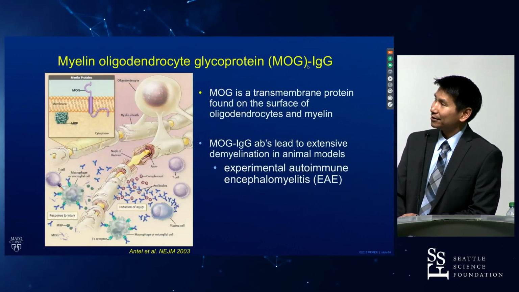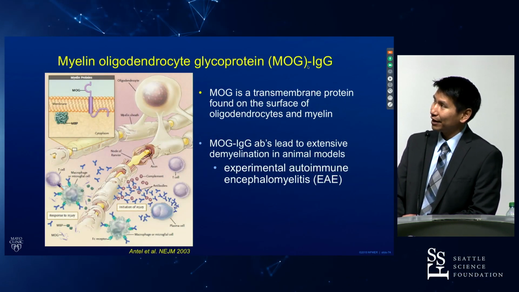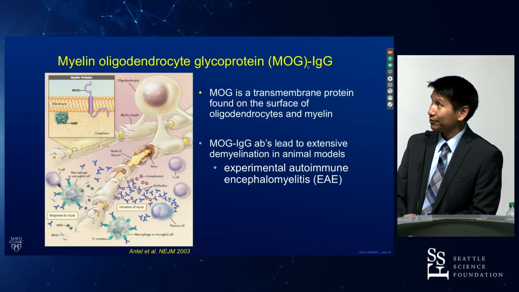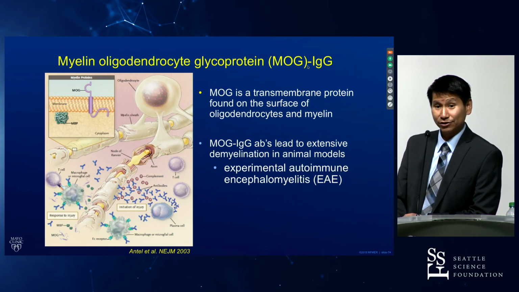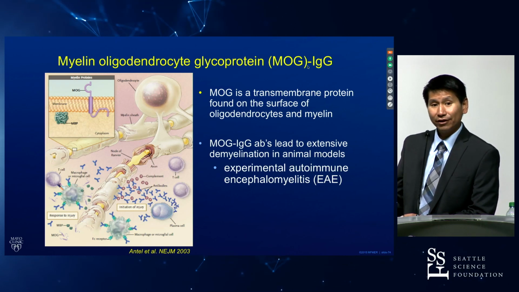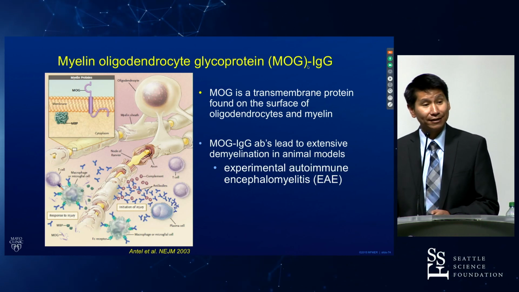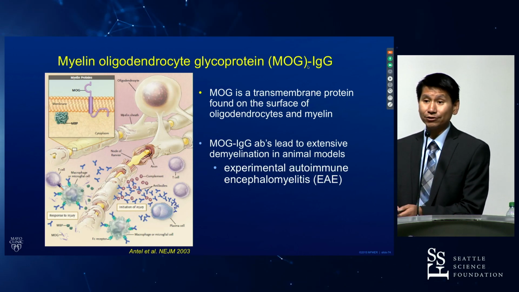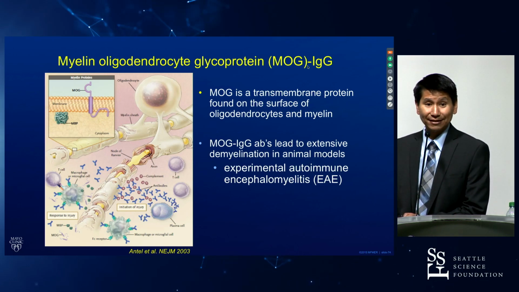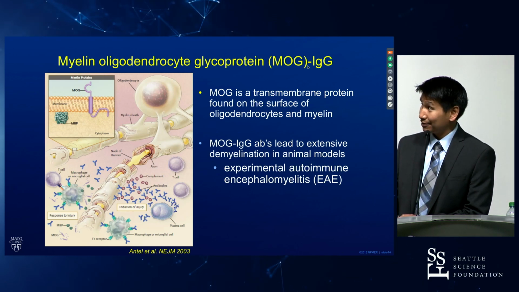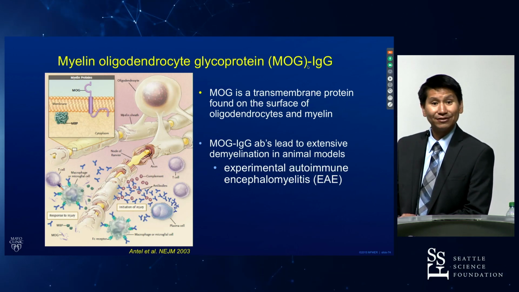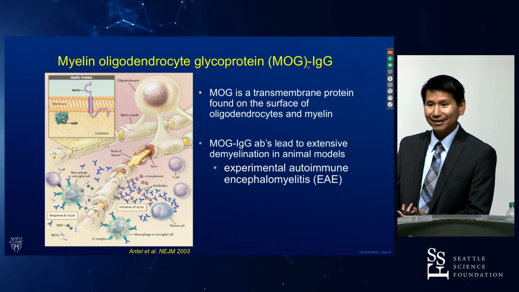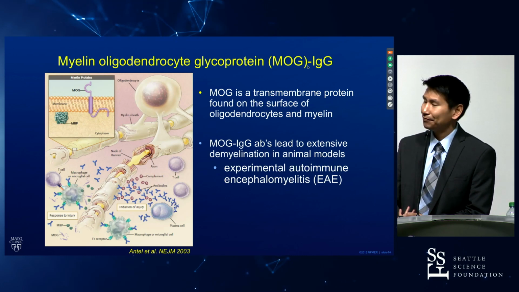So what is MOG? MOG stands for myelin oligodendrocyte glycoprotein, which is a transmembrane protein found on the surface of oligodendrocytes in myelin. And antibodies to MOG have been speculated to be involved in demyelinating disease for actually decades now, because one of the most common animal models we have for demyelinating disease is actually MOG antibodies to cause experimental autoimmune encephalomyelitis. So for decades, we've been thinking that this is probably involved in demyelination, but we didn't know how.